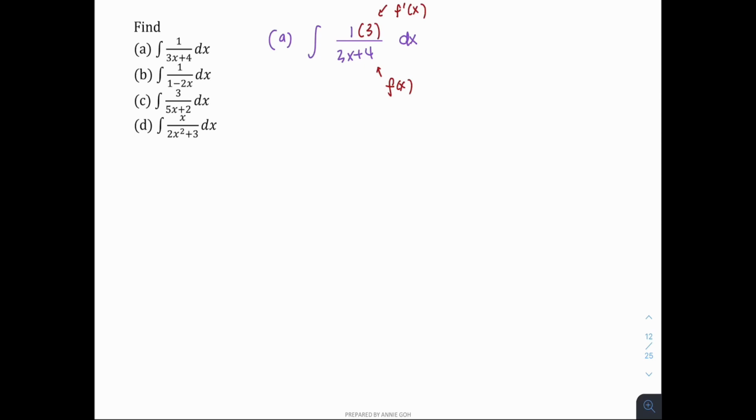The original question is 1 over 3x plus 4. So when we multiply with a 3, we should adjust by having a 1 over 3 out here, so that when this 3 and this 3 cancel off, you will still get back the original question. So the 1 over 3 is the adjustment that we have made. The 1 over 3 will just stay here, and we can straight away ln the bottom part, which is 3x plus 4.